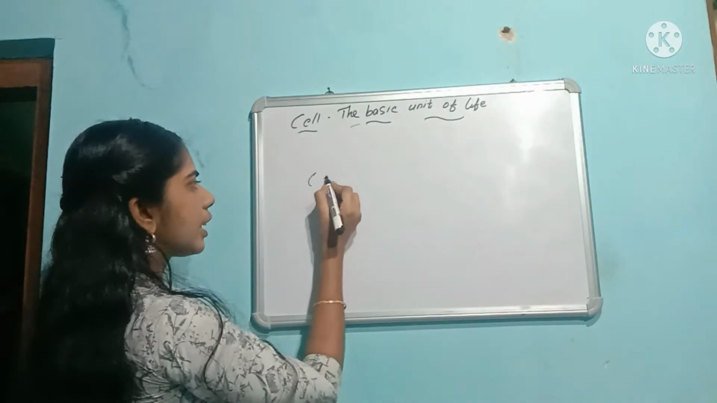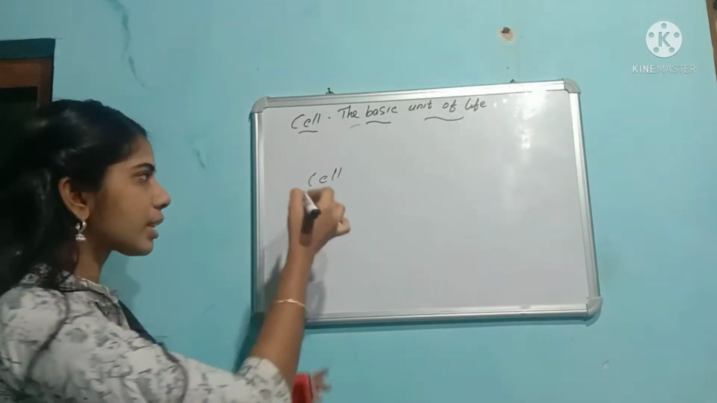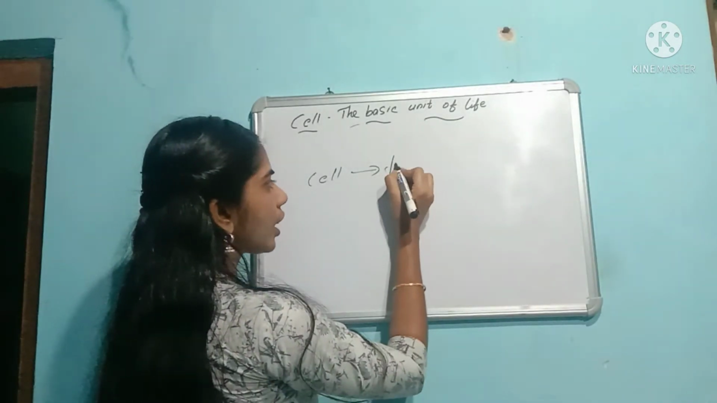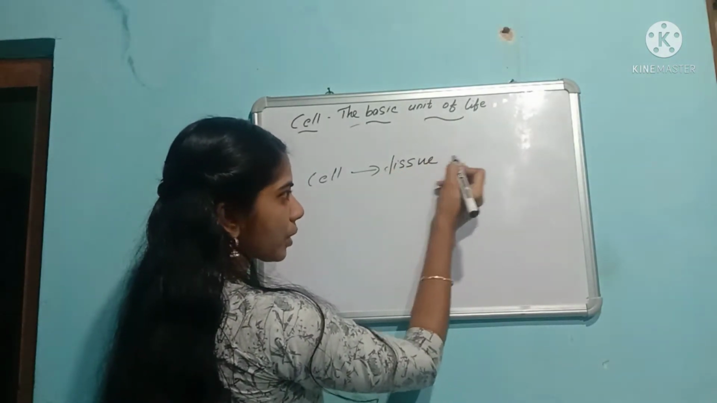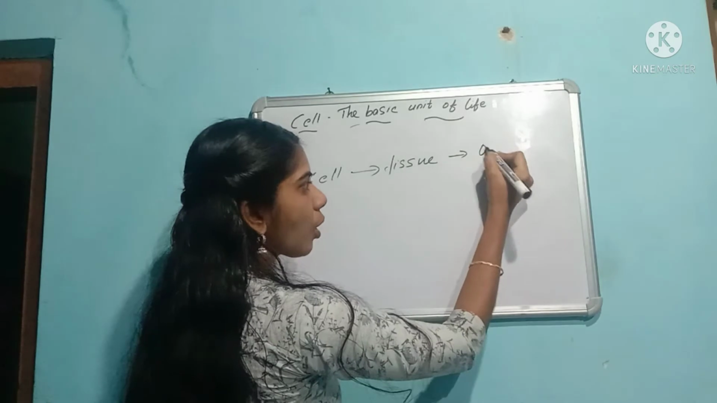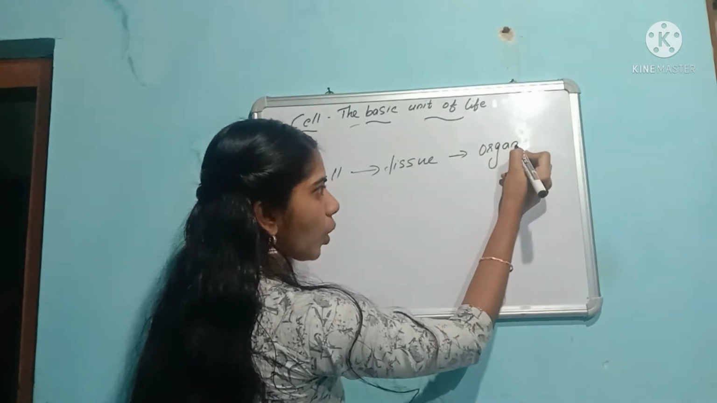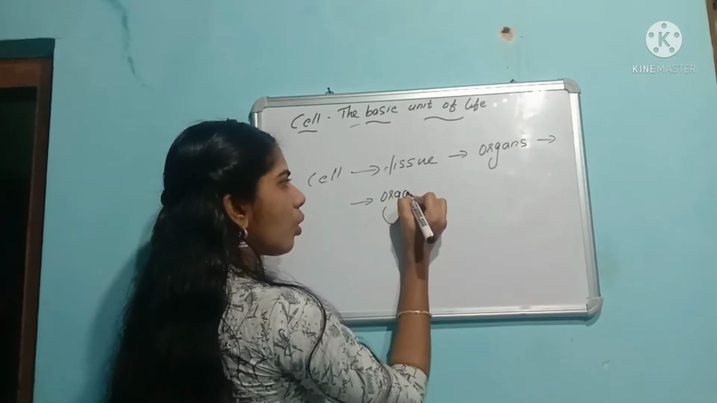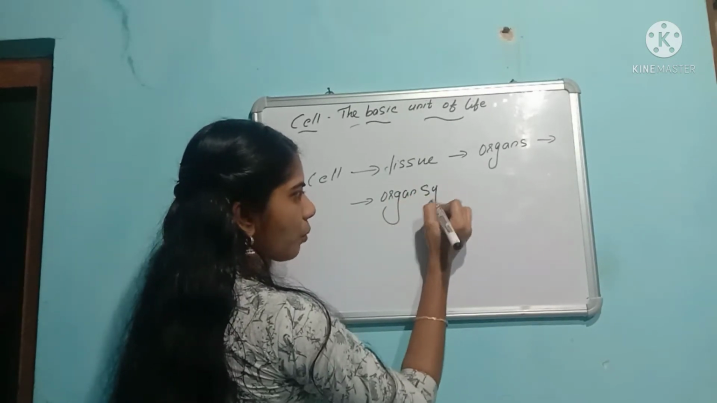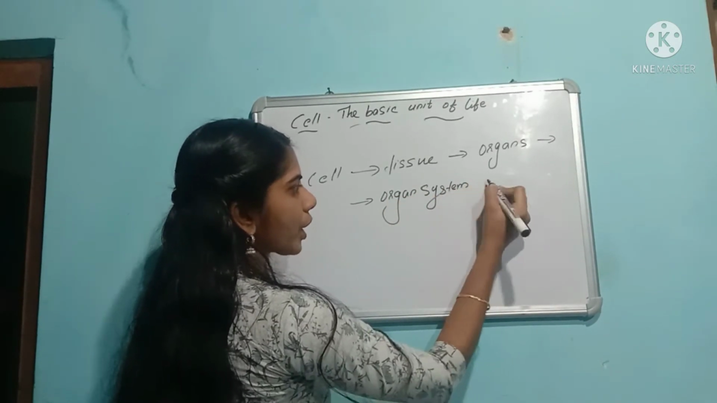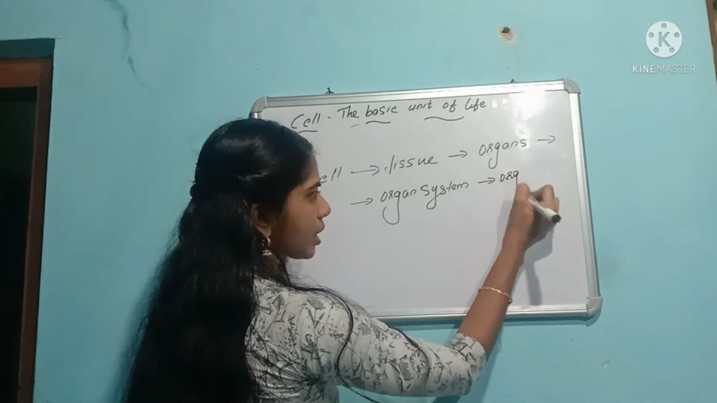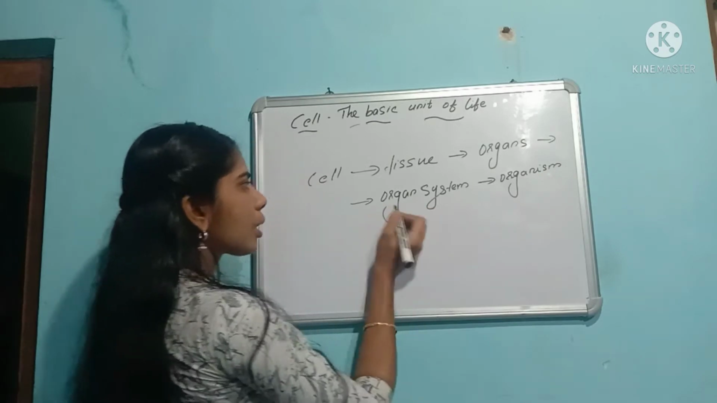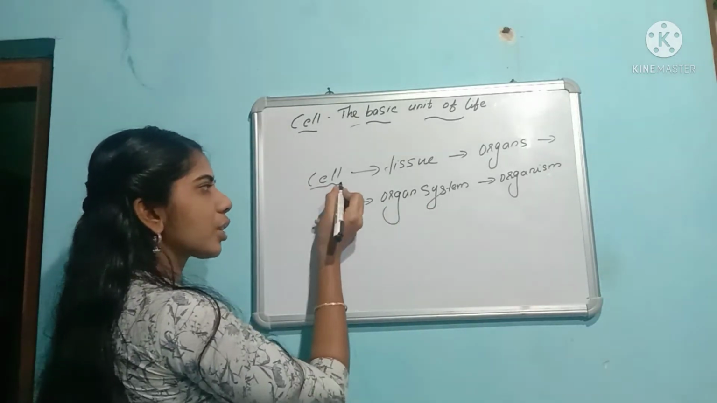For example, the cell will be there. A number of cells unite together and form the tissues. From the tissues, the organs are formed. From the organs, organ systems are formed. From the organ systems, organisms are formed. Is it clear? So from this table, you can understand the basic unit.